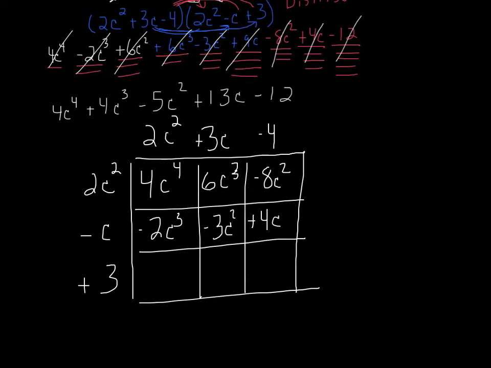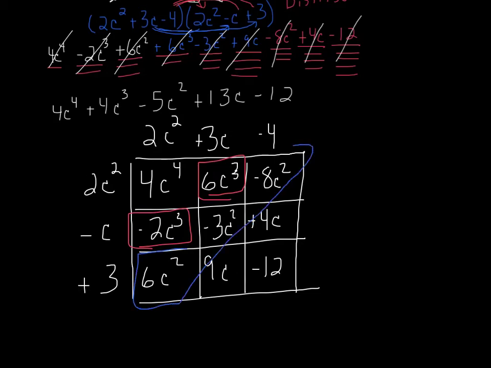And then we have 6c squared, we have 9c, and negative 12. Okay, then you go through and find your like terms. So our like terms are our c to the thirds. We have some c squareds. Notice how, if you look here, they're all making little diagonals, right? Kind of cool, huh? And then the first two are the same.